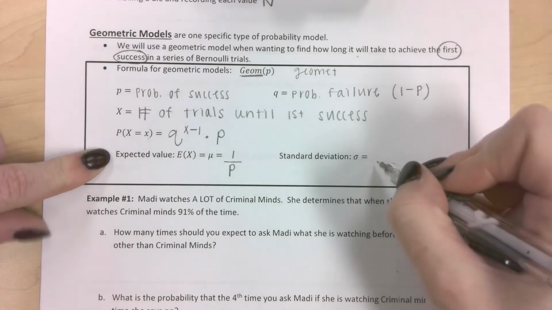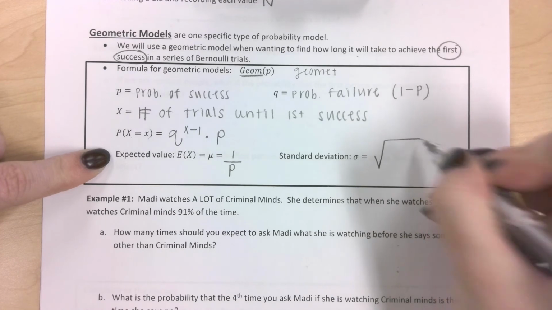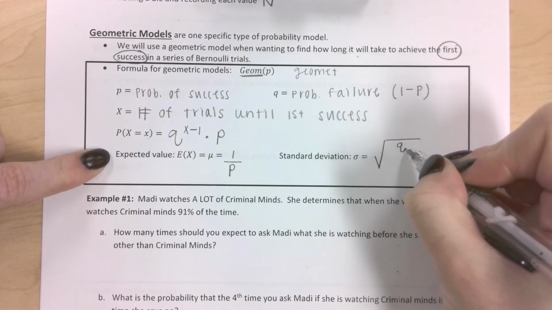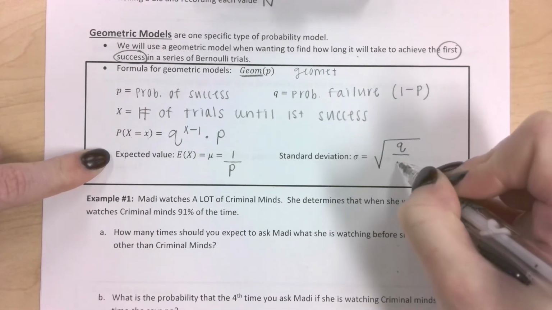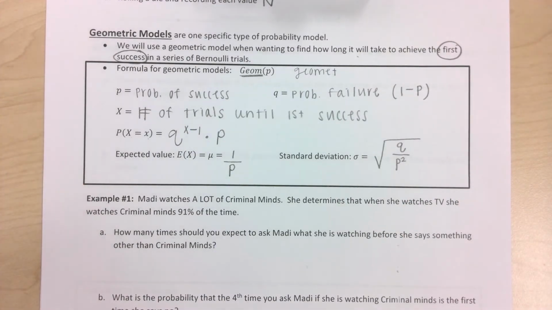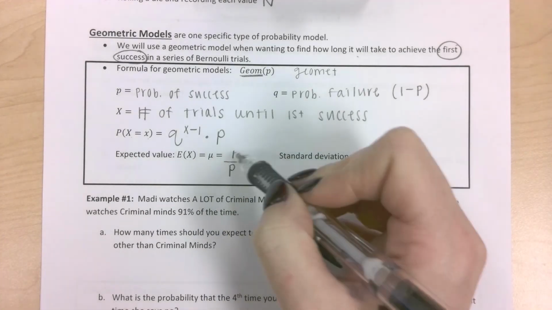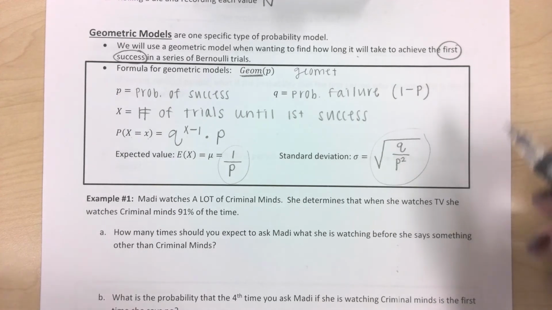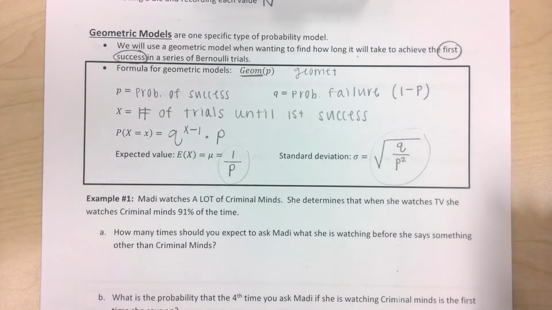Standard deviation is a little bit trickier. You're going to take the square root of the chance of failure, so Q, divided by the probability of success squared. Both of these formulas will be given to you on the test. You'll have a formula sheet, and these are both given to you, which is very nice to have.